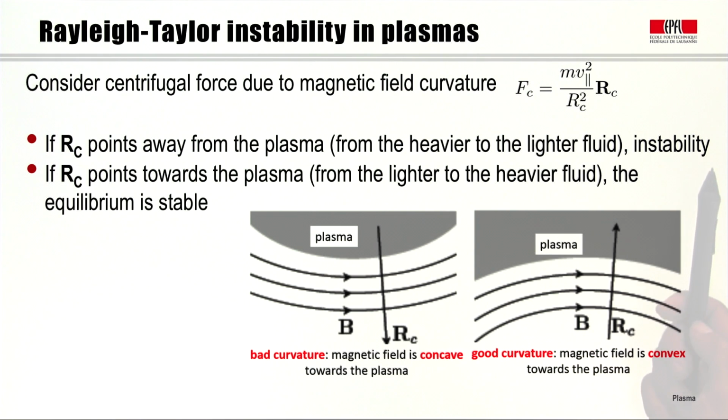This leads to instability. In fact, this is a situation that we call a situation where the magnetic field has a bad curvature. The magnetic field is concave towards the plasma. The opposite situation is if Rc points towards the plasma, so from the lighter fluid, the vacuum, to the heavier fluid, the plasma. In this case, the equilibrium is stable, and this is a region of good curvature. The magnetic field is convex towards the plasma.